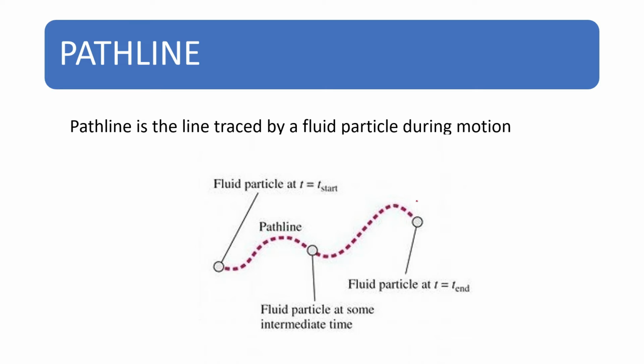Now let us see what is a path line. A path line is a line traced by a fluid particle during its motion. Let us start at time t equal to t start. The fluid particle is here and it goes through this path, and the path traced by this fluid particle is called the path line. You can see the fluid particle at various time points. This is an intermediate position, and it reaches here at t equal to t end. So the path traced by this fluid particle is called the path line.